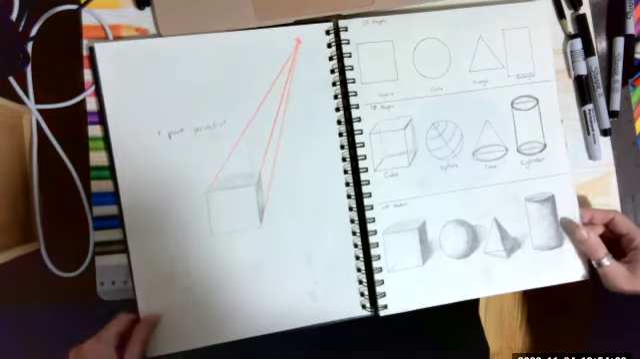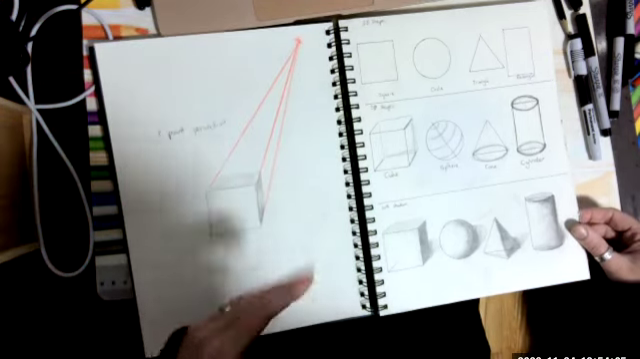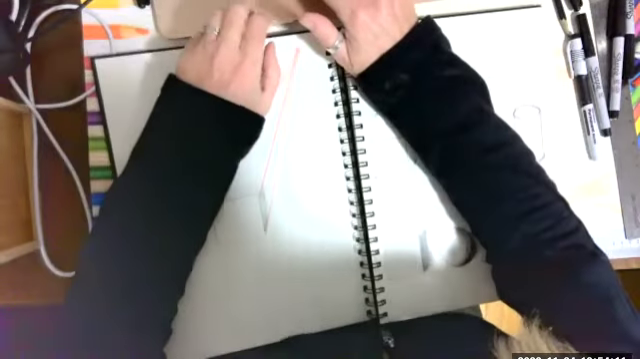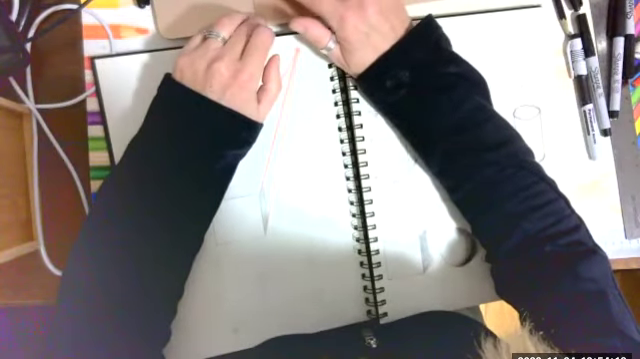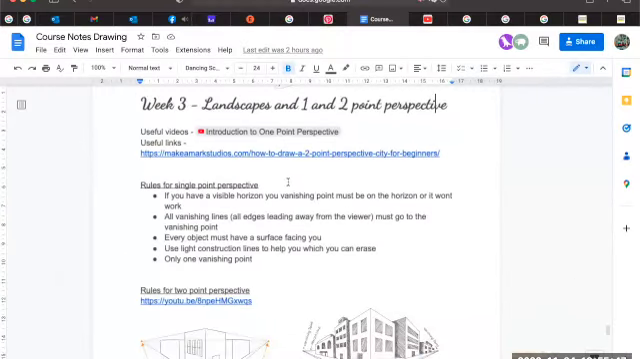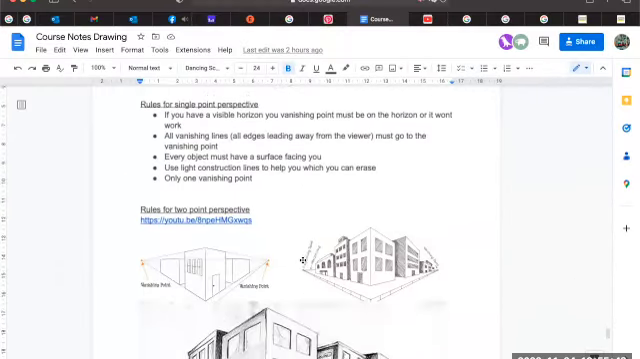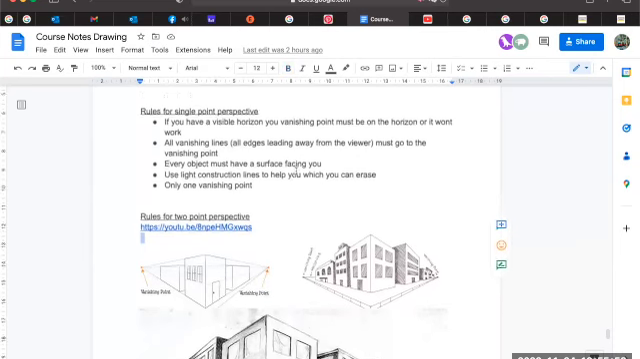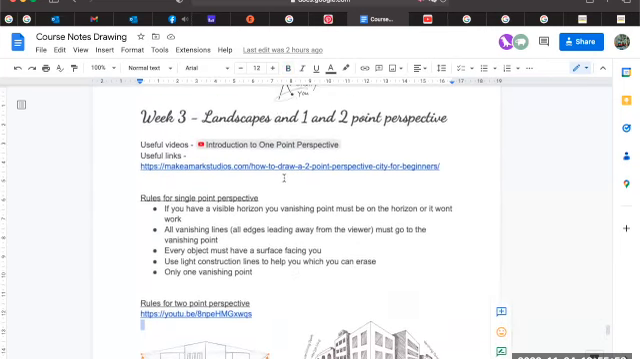So I did put a few notes together on that link that I've been sending you. I'm just going to screen share the notes for a second and go through some of the fundamental rules in 1 point perspective. Okay, so this is a really good image showing the vanishing points. And I've just put together a few rules for 1 point perspective. So that's the box with the red lines that I just showed you.